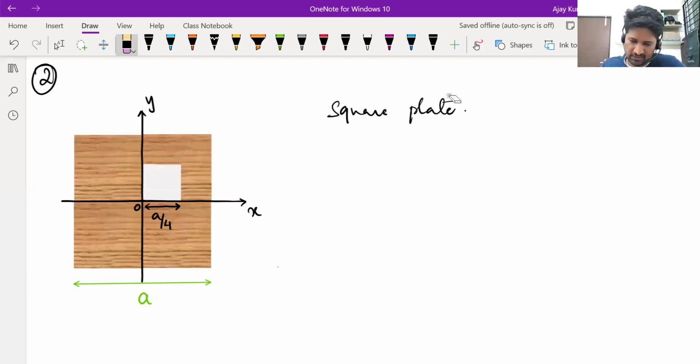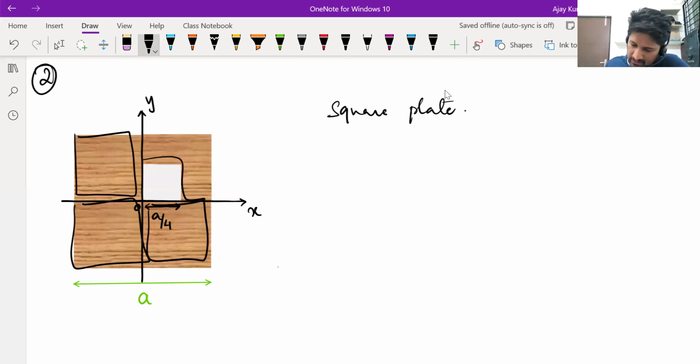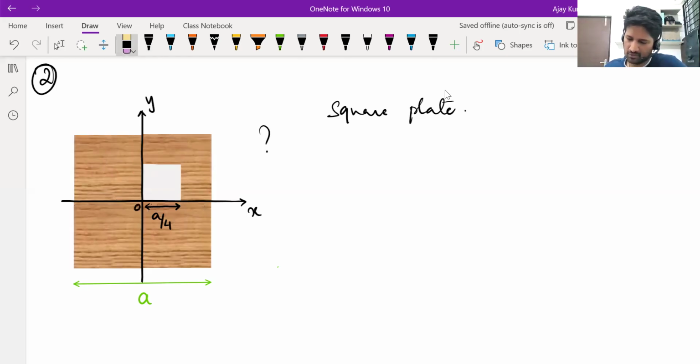Another way to solve it is treat this as 1, this as 1, this as 1, and this as 1. But you will first have to find out where the center of mass of this part lies, how much mass it has, and then treat it as a collection of these 4 systems. That is also quite complicated. The easier way to solve would be by using the idea of negative mass.